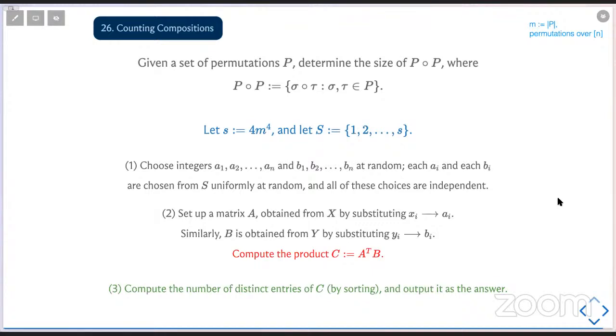So let's stare at this for a minute and think about what could go wrong. Can we ever overestimate the size of P composed with P? Suppose P was 5, so it can have at most 25 things, and let's say it actually has 20 permutations. One question to ask ourselves is, can our algorithm report more than 20 permutations? What is the danger? Can it overestimate or can it underestimate the true answer?